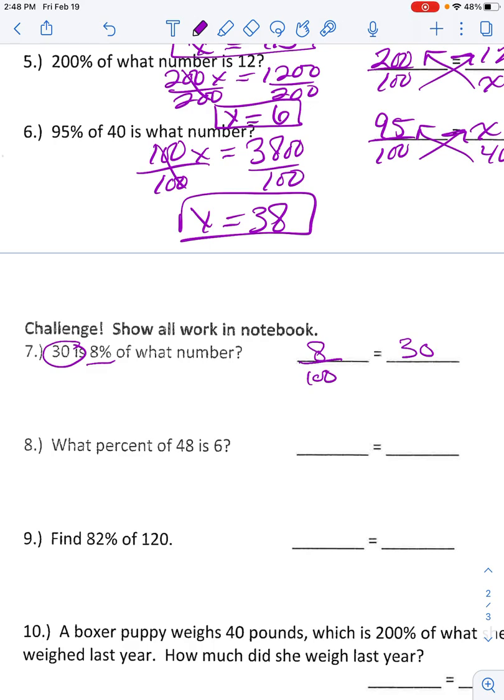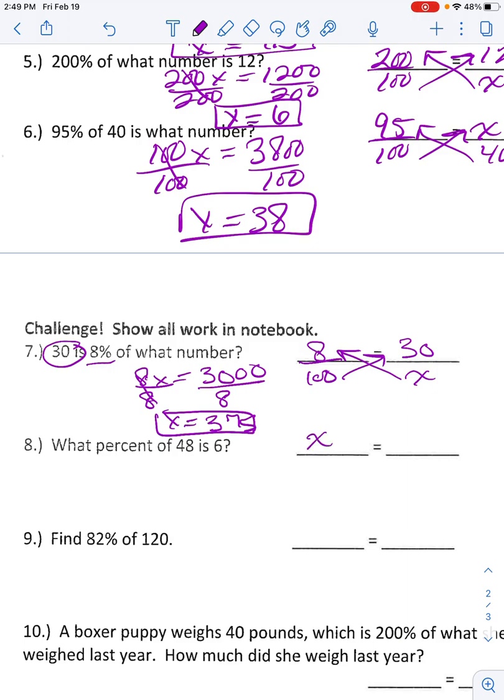8%, percent goes over 100. Of what number? Of goes on bottom. We're going to solve the same way. 8 times x is 8x. 100 times 30 would be 3,000, and we're going to divide by 8. We're going to get 375. Let me double check that with my calculator. Yeah, 375.